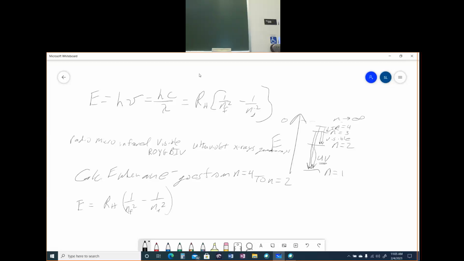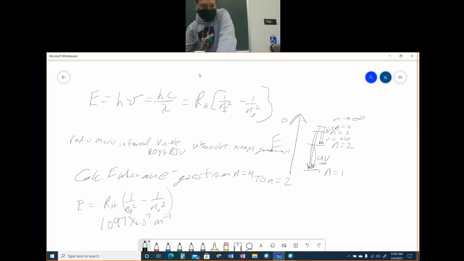Look up your constants, and then look up your Rydberg constant. The Rydberg constant, R sub H, is 1.097 times 10 to the 7th. That is meters to the minus 1. All right, that is not the units that we want.